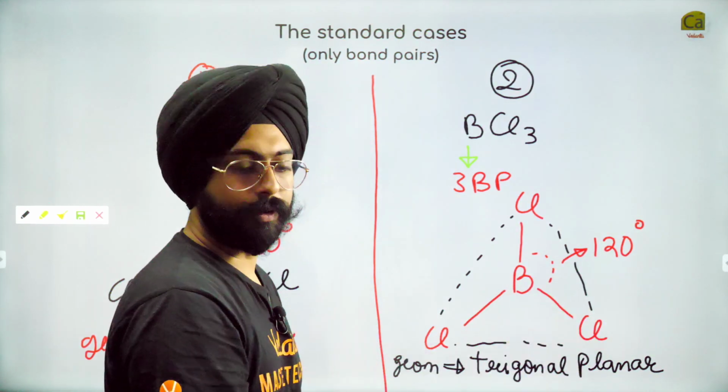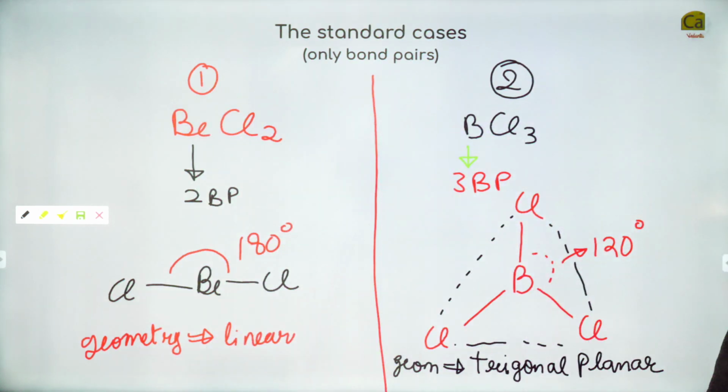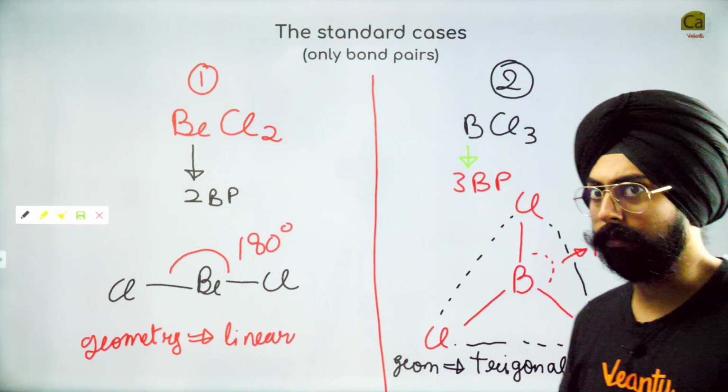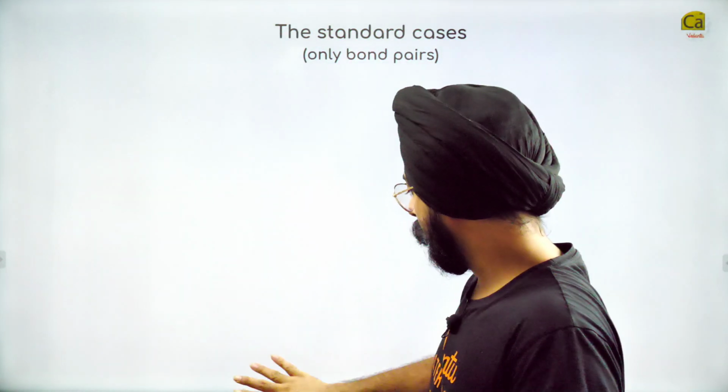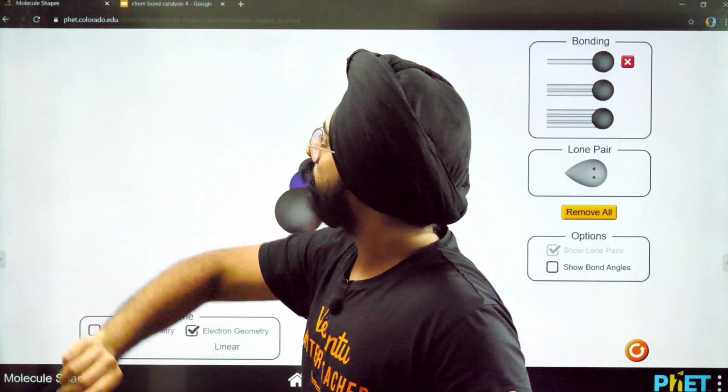Trigonal planar. Alright? Just write this down. Now, these two structures that we've made, it's easy to make them on paper, but it'll be even more interesting if I can actually see what they look like. कैसे दिखते हैं थोड़ा imagine कराऊं, दिखाऊं? चलो. So, let me show you this very interesting web page that I have for you.